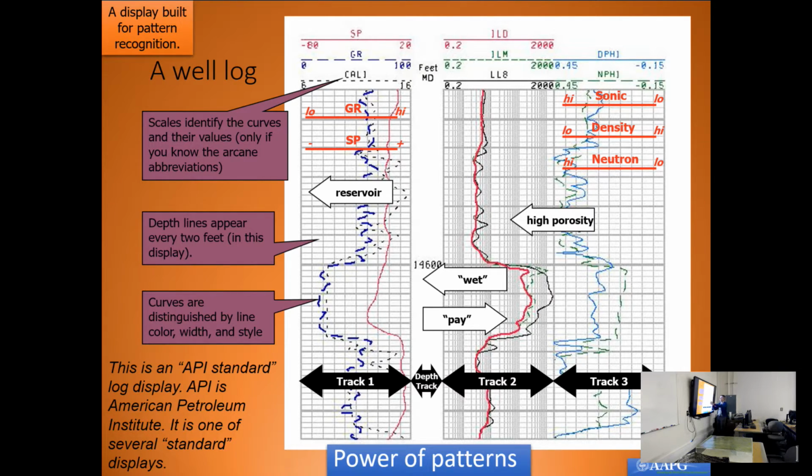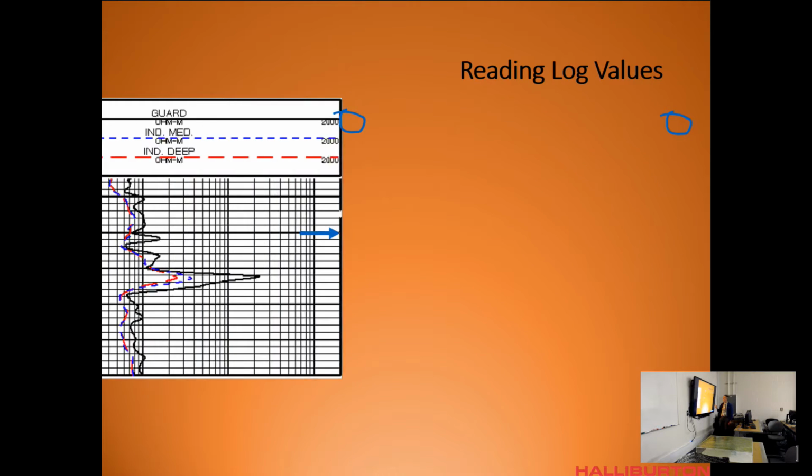So you get this pattern in your mind where you have something like a Christmas tree, which is kind of a good analogy. You have this type of pattern here. This typically might suggest that you have a pay zone. But of course, you also want to look for high porosity as well. So again, the whole idea is patterns. It takes a long time to get used to the patterns, but one of the objectives is to get you comfortable with the displays.